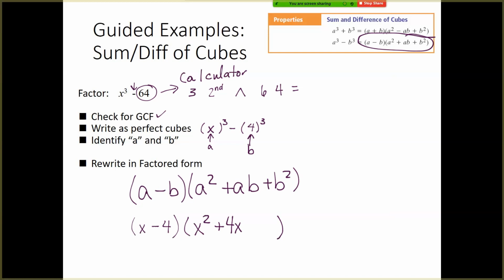And then the last term is plus B squared. So I'm going to take B, which is 4, and square it. What's 4 squared? 16. You're done.